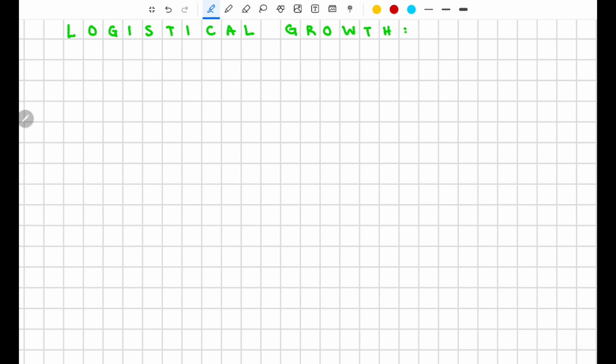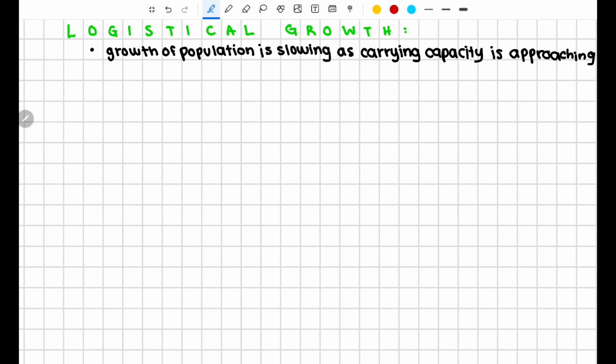Now we can move on to logistic growth. Logistic growth is the type of growth that occurs after exponential growth, because exponential growth cannot continue in a population for very long in nature. The growth of that population is slowing, or maybe it's stopping, as the resources become less available and the carrying capacity is getting closer and closer. So that's where logistic growth comes in. It occurs when the population's growth is slowing or stopping following a period of exponential growth. So logistic growth happens after exponential growth.